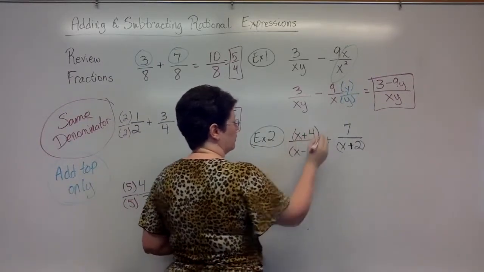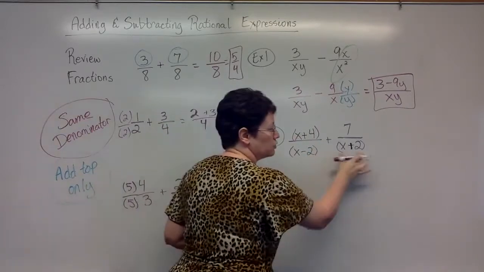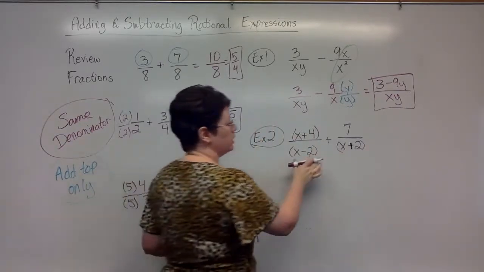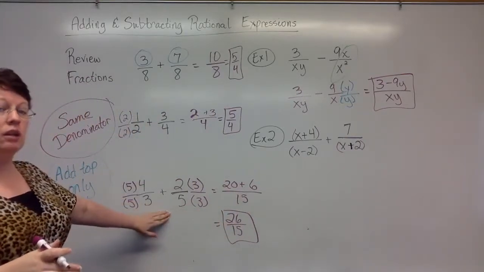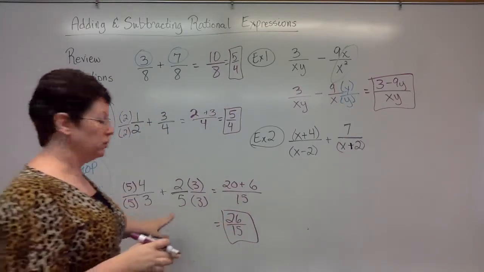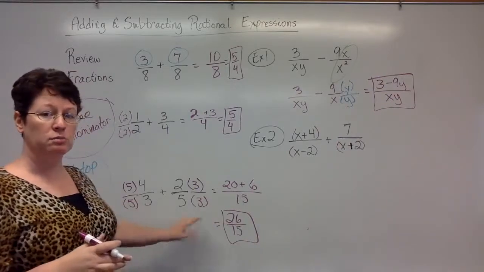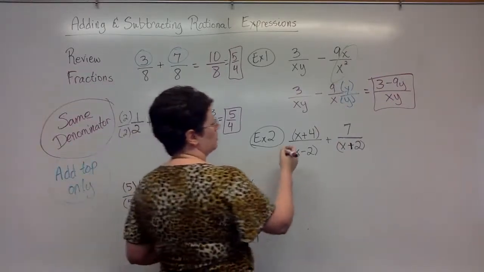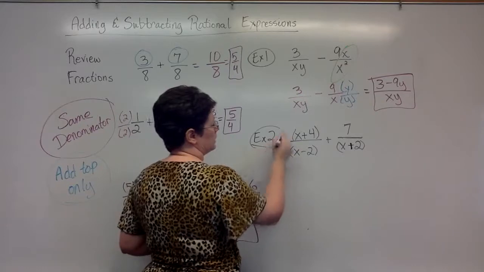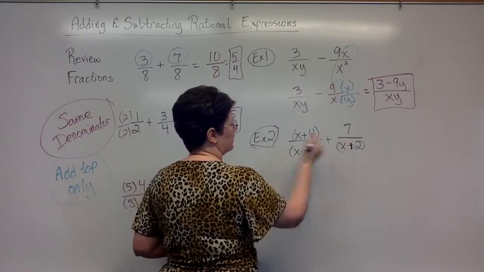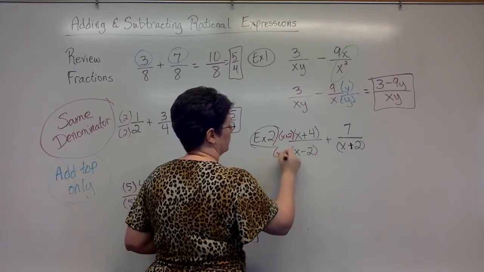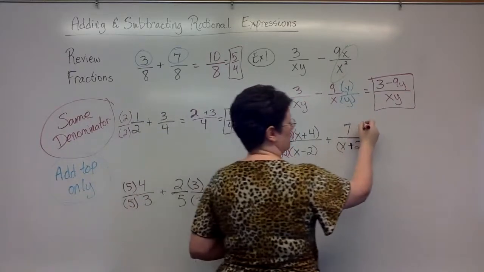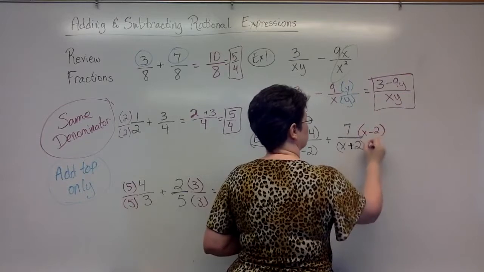So, in this case, my denominators don't match at all. There's nothing I can multiply one of them by to get the other. This is similar to our last little simple one. We're going to have to multiply both fractions by something. So I'm going to multiply the first fraction by what it doesn't have. It doesn't have an x plus 2. And the second fraction doesn't have the x minus 2.